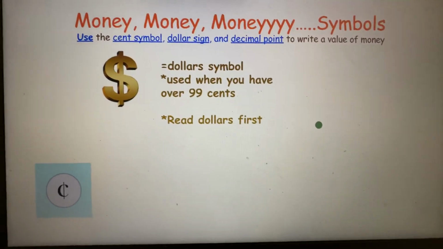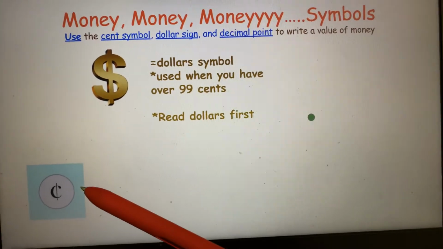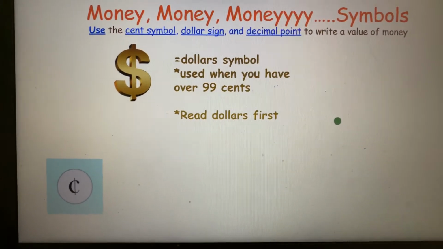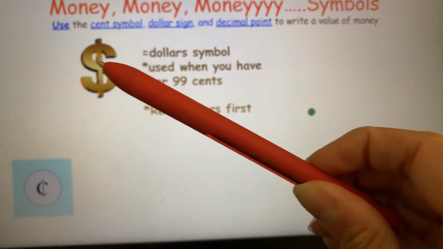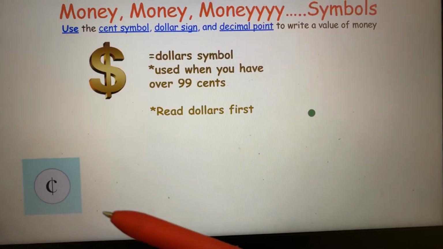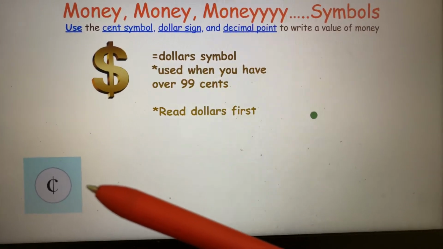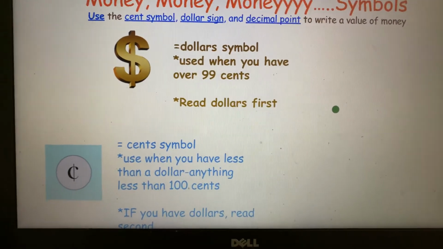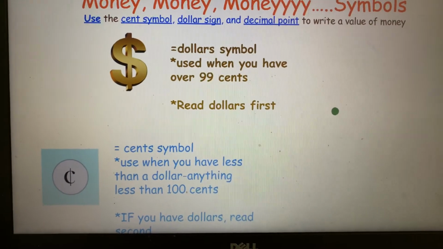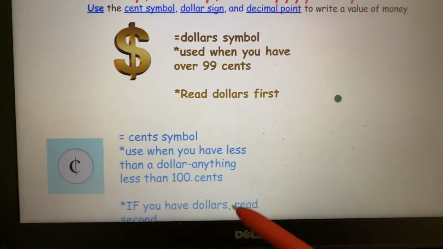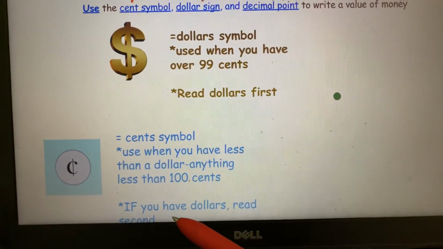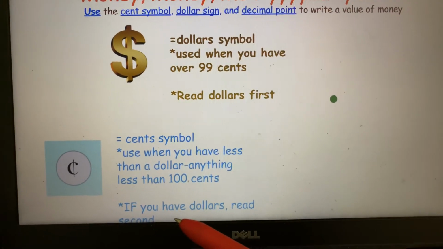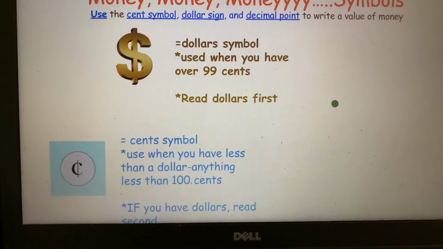The next sign we're going to talk about is this one down here in the corner. It's like the letter C with a line through it, and that's when you only have cents. When you have dollars, you're only going to use the dollar sign. However, if you only have a certain amount of cents, then you're going to use the cent sign, and that is your cent symbol. You're going to use that when you have less than $1 or anything less than 100 cents. If you have dollars, you read this part of your amount of money second. You read your cents second. If you only have cents, then obviously you read that part first.